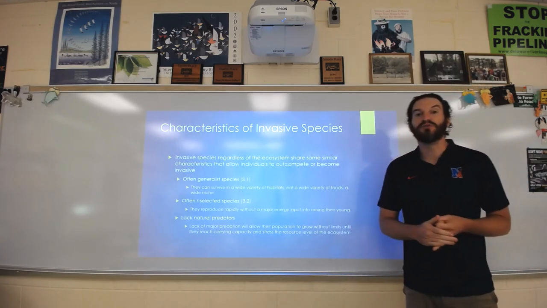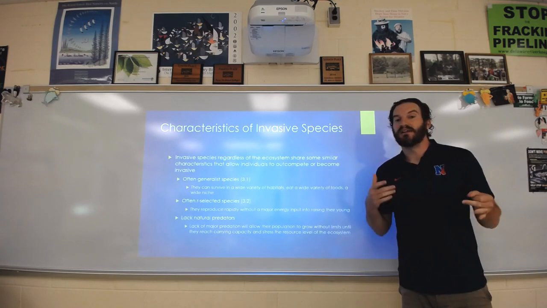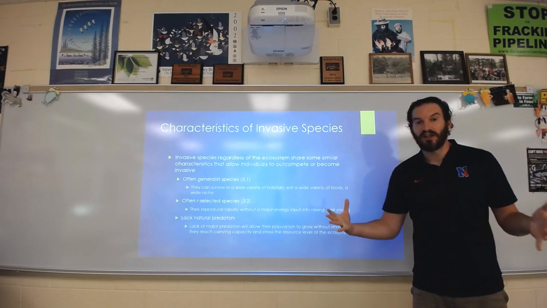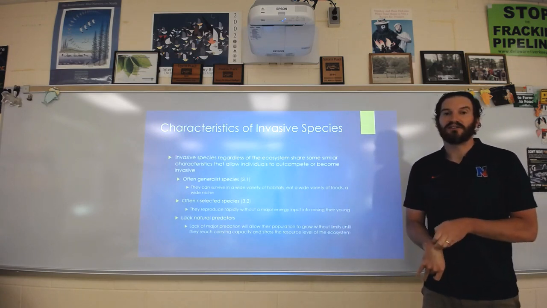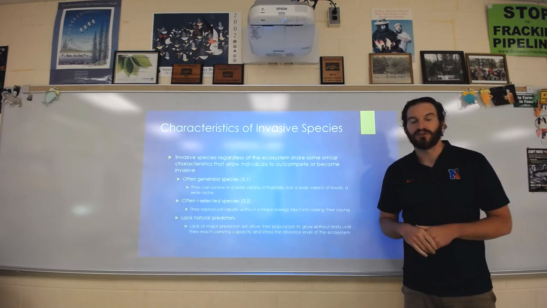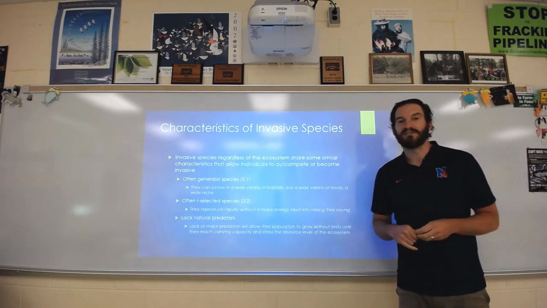They eat a wide variety of foods. They can adapt to a wide variety of climatic conditions. They're generalized, and therefore they're allowed to survive. One of the best examples is a raccoon. Raccoons are found in all sorts of different habitats. They eat a lot of different things.